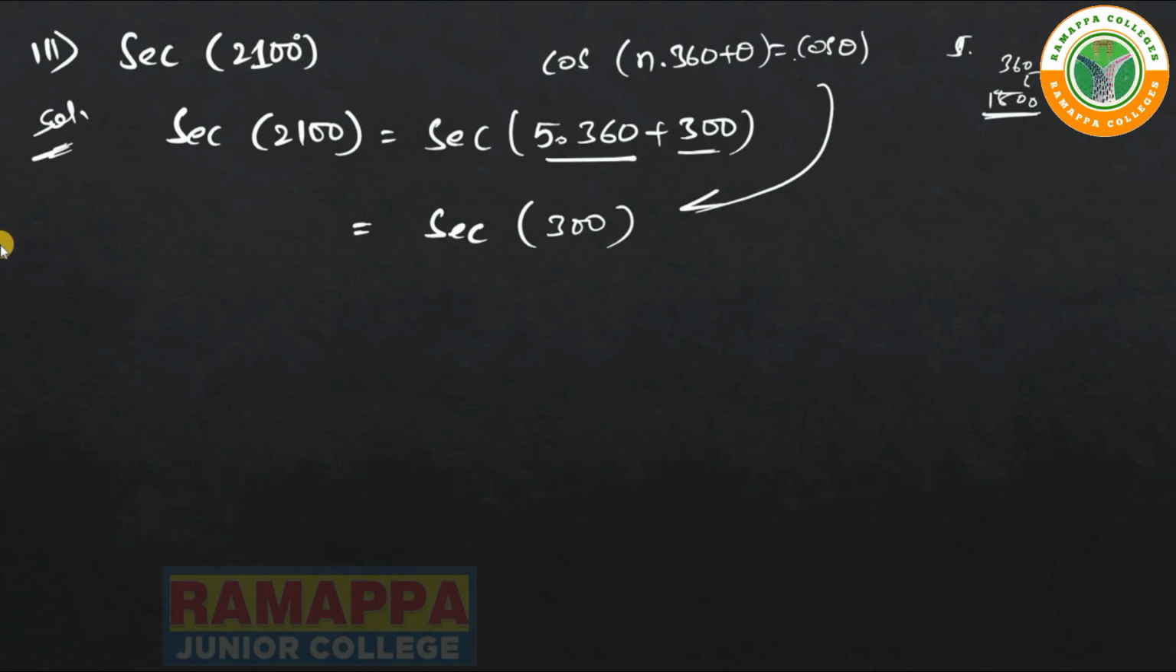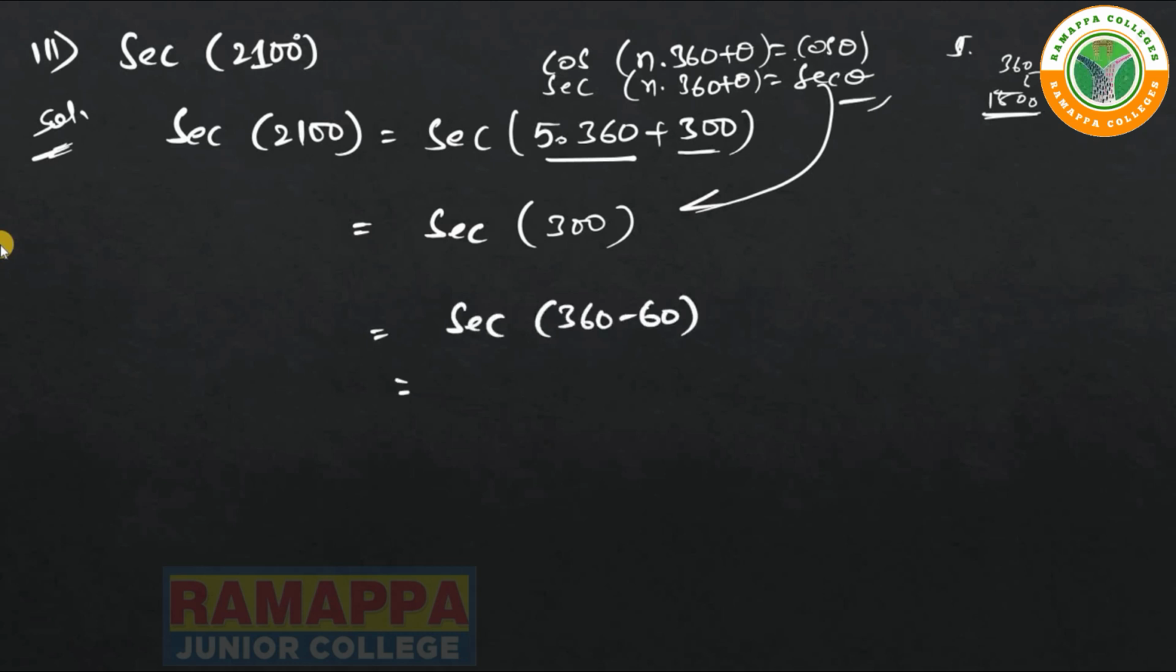Secant also will come like that only: secant of n into 360 plus theta is equal to secant theta. So practice these formulas, make a note of that one. Here we can write it as secant of 360 minus 60, so it will become secant 60. The value of cos 60 is 1 by 2. But here secant 60 is there.